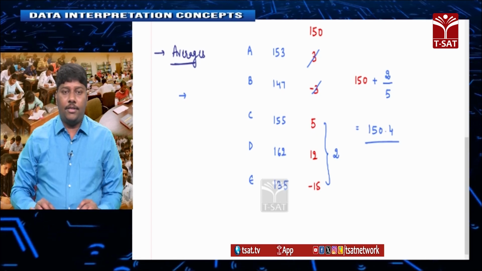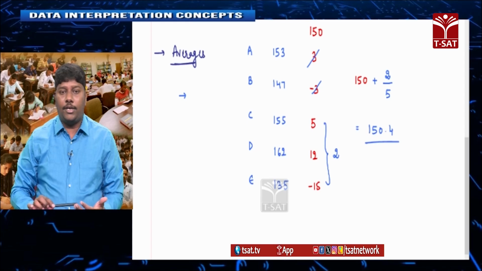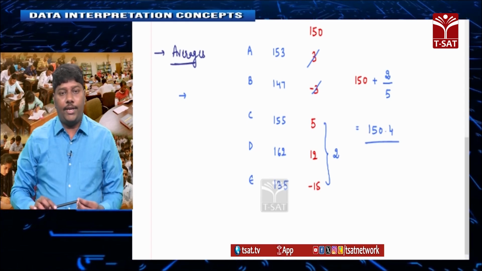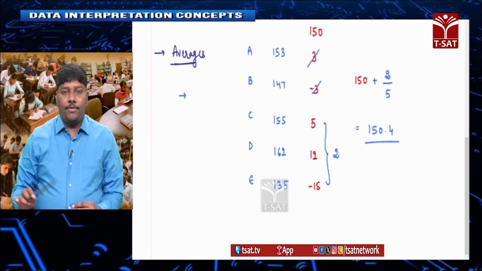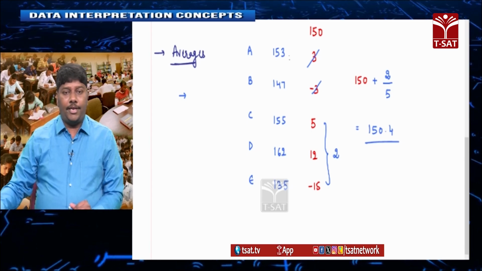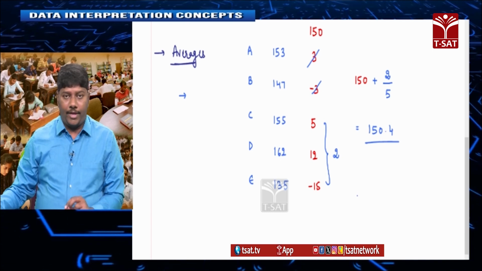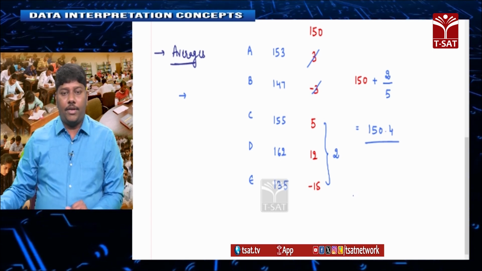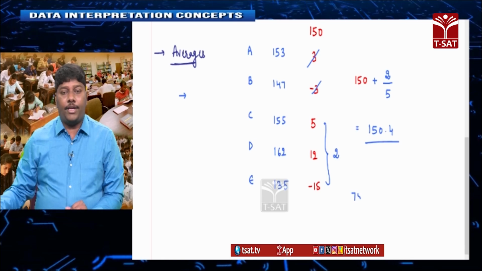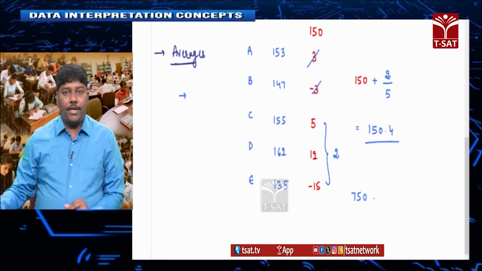In the exam, adding these odd numbers like 153, 147 will take a lot of time. But if you go with the assumption again, assume that 150 is a closer value. I am taking out 150 from all the other numbers. I am taking this 150 five times. So, 150 into 5 gives me 750. Then after it becomes plus or minus depending on the deviations.